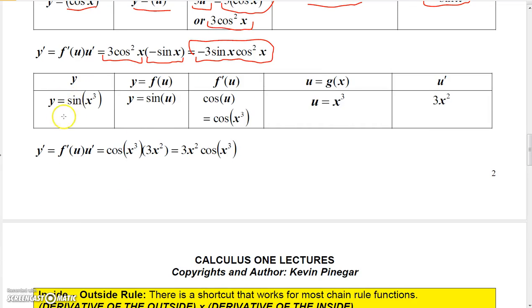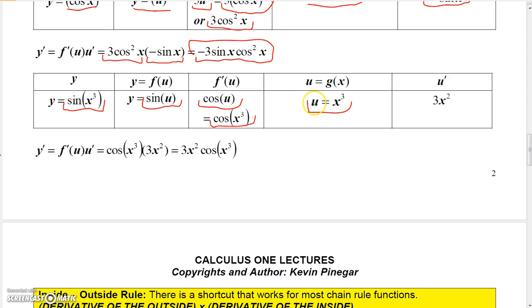Okay, now this one's not a power rule, so here's how you have to think of this one. This is not sine x quantity cubed, it's actually sine of u. So this is actually sine of u, where u is x cubed. So what's the derivative of sine u? Well, the derivative of sine u would be cosine u. So since u is x cubed, that would be cosine of x cubed.